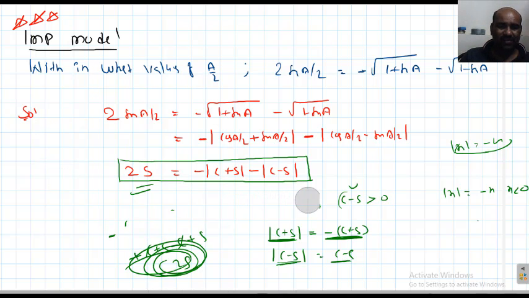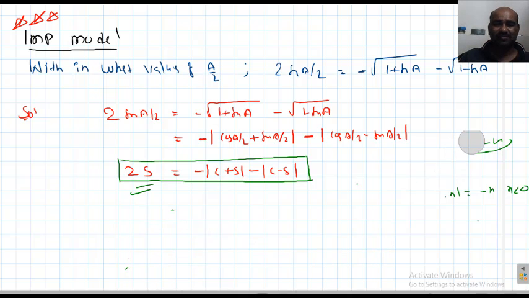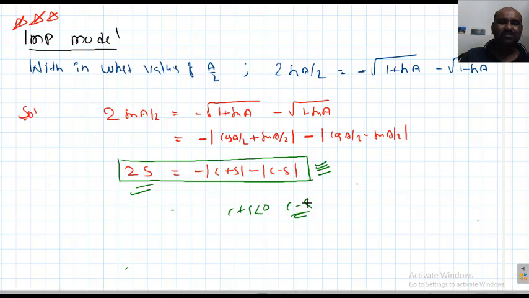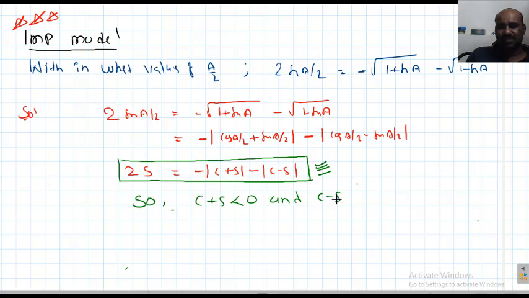In this way, you need to identify first of all the sign of C plus S and C minus S. Students, listen, after this step you should find the sign of C plus S and the sign of C minus S. What I observed: C plus S should be less than 0 and C minus S should be greater than 0, then only we will get 2S. Sometimes 2C is given, and for other intervals we will get that. Okay, so finalizing now: C plus S must be less than 0 and C minus S greater than 0. Now using the table, you should identify when C plus S is less than 0 and C minus S is greater than 0.